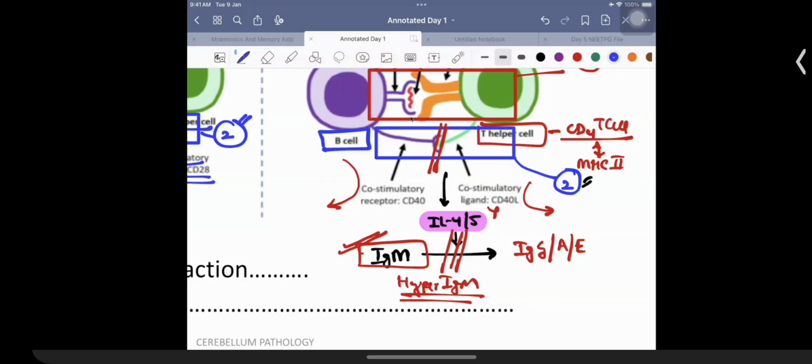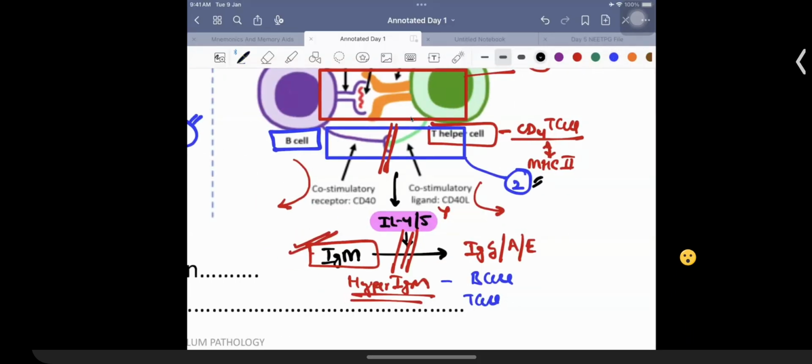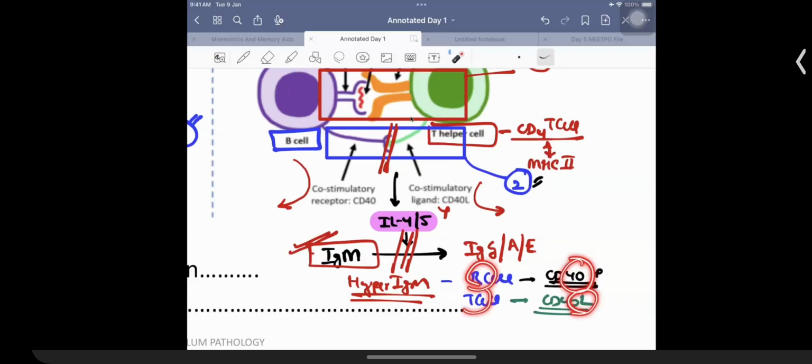There can be two reasons for hyper IgM syndrome. It can be a B cell problem or it can be a T cell problem. What is the problem which can be seen in the B cell? The problem in the B cell can be a CD40 problem. What is the problem that can be seen in the T cell? There can be a problem in the CD40L. So I hope you remember the fact that CD40 is present on the B cell. CD40L is present on the T cell.